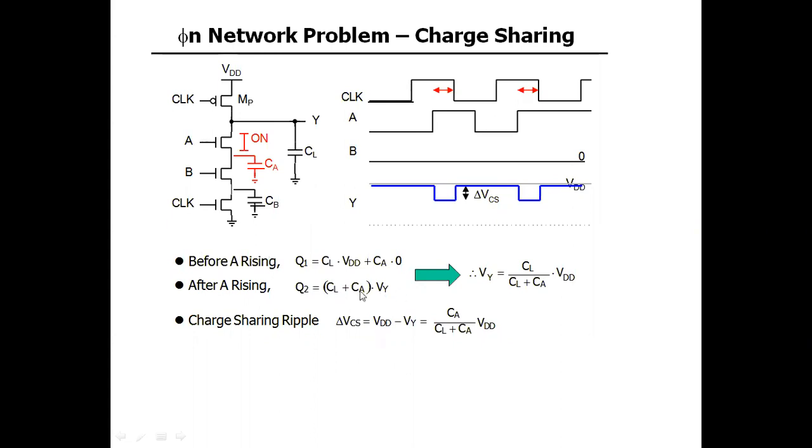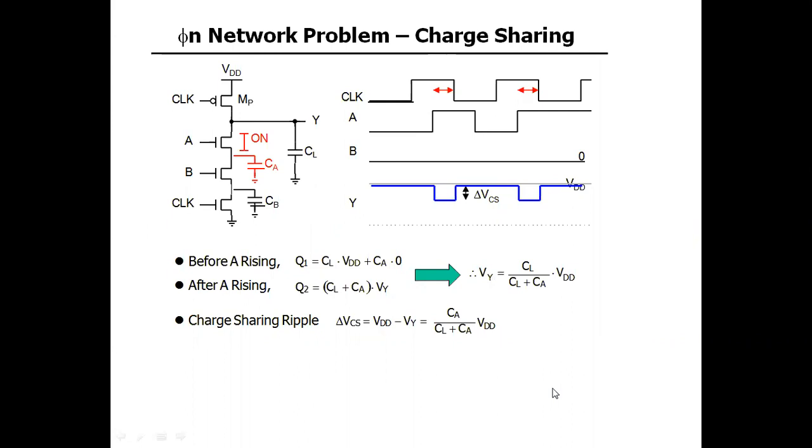So if you solve these equations, you can arrive at the conclusion that VY is equal to CL divided by CL plus CA into VDD. That means these capacitances are associated, and these capacitances are responsible for the charge sharing, right?